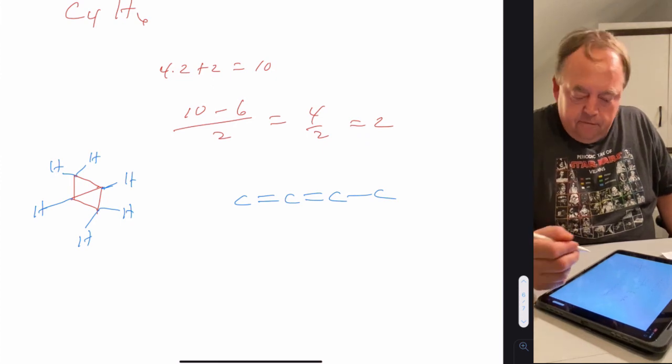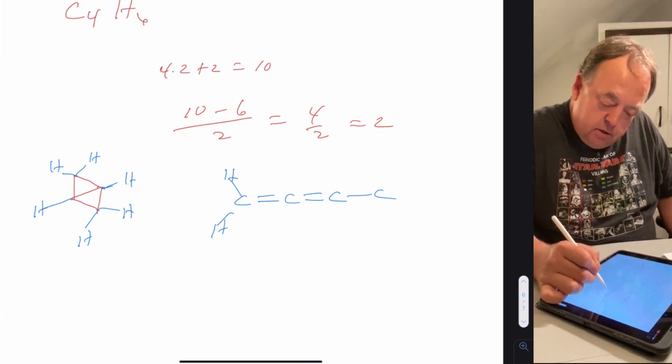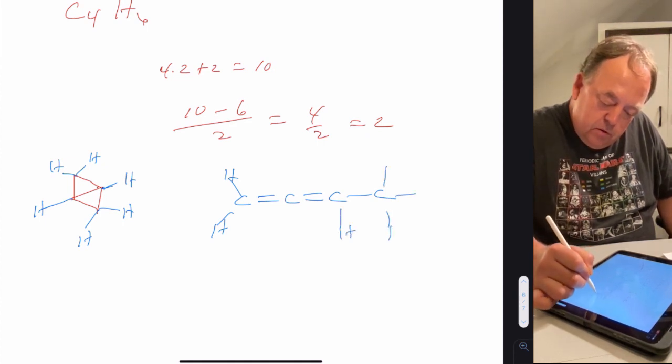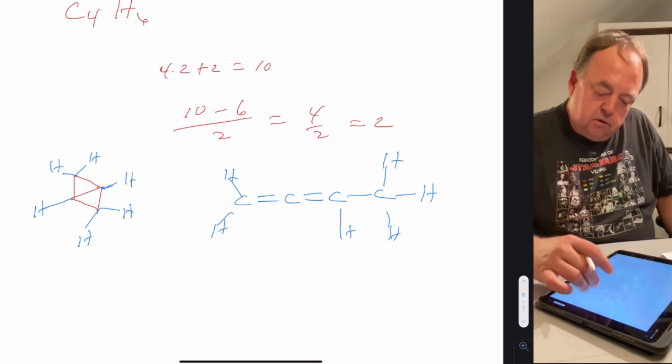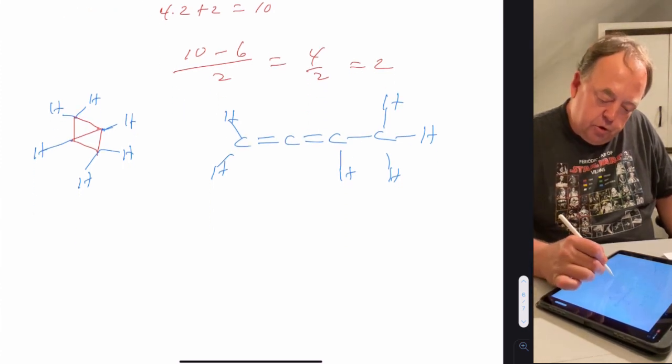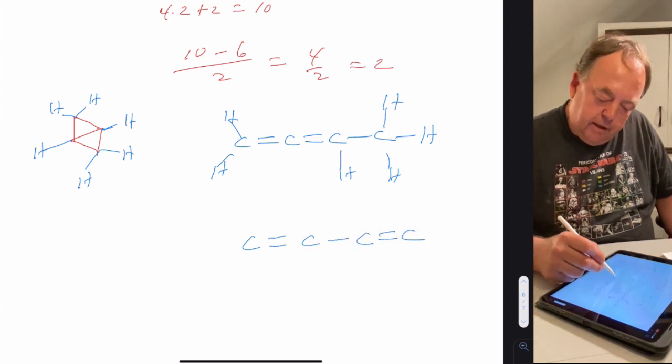Or we could have drawn that, right? 4 carbons, 2 double bonds. This needs 2 hydrogens, this needs 1, none. This one needs 1. This one needs 3. That's C4H6. And there's lots of possibilities you could have come up with. Right, you could have done that.